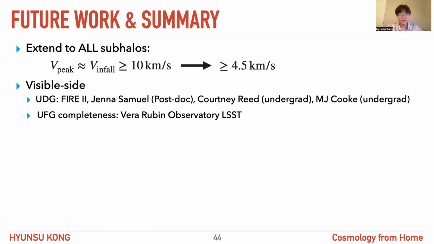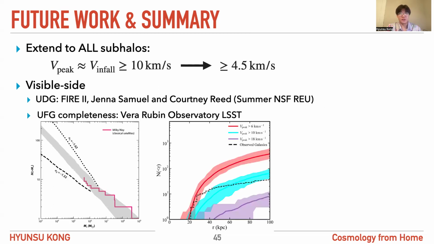Equipped with Bloodhound's faithful subhalo tracking, I am working on studying the formation mechanisms for ultra-diffuse galaxies in the FIRE simulations. Also, with the correct predictions for the abundance of dark matter subhalos, I am working on addressing the ultra-faint satellite galaxy completeness and comparing to observations from the upcoming LSST survey, and revisiting the satellite distribution problems of the Milky Way.